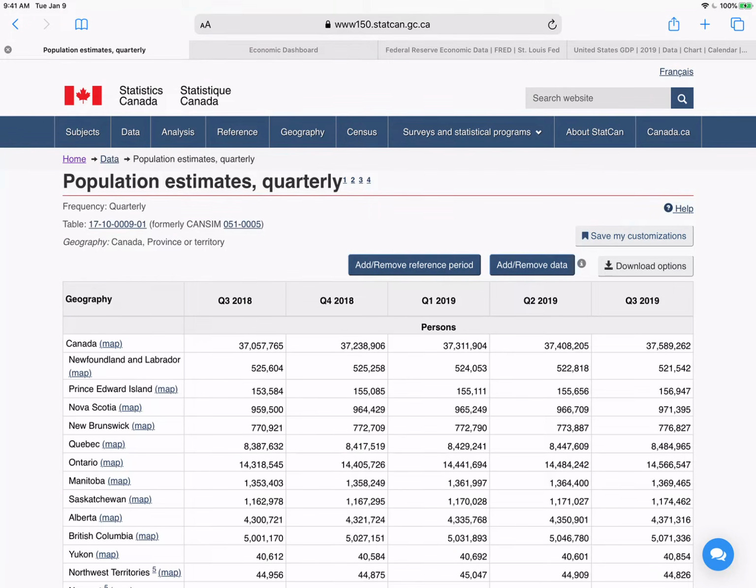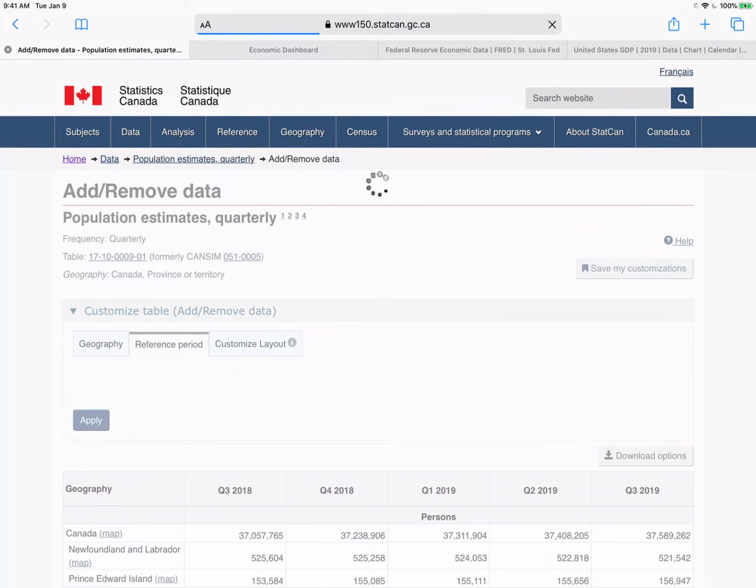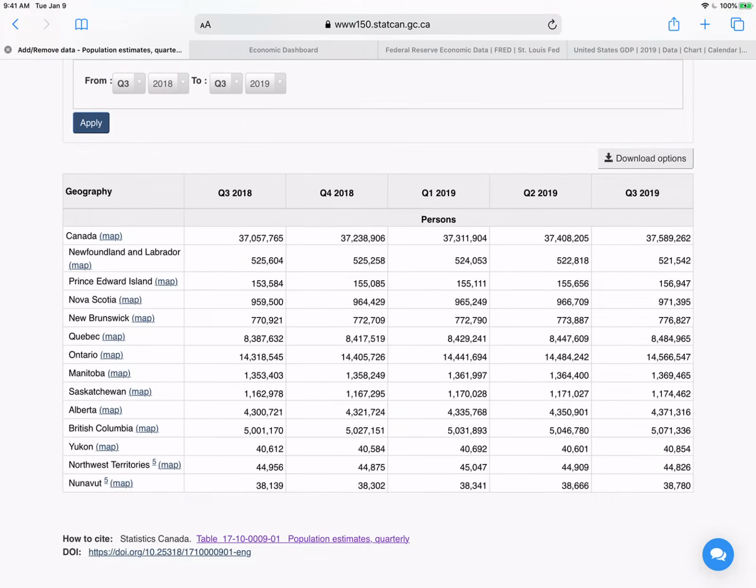So now let's look at the population, and let's look at Canada. And perhaps we want to compare the second quarter of 2019 to the second quarter of 2018. Well, we notice that the second quarter of 2018 is not on the page. So if I click on Add and Remove Reference Period, I can then change how far back in time it goes, and I can choose the second quarter of 2018. So you can go further back if you want to compare and see what economic growth is for a province from 2016 to 2017. You can pick your dates here.